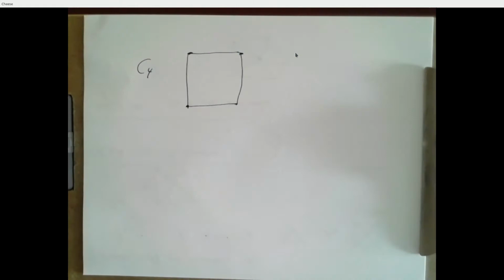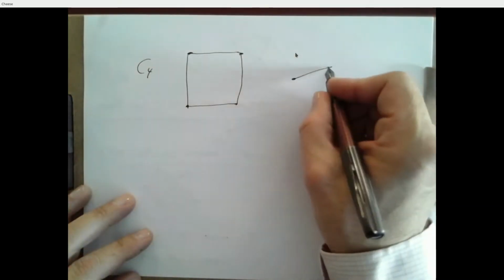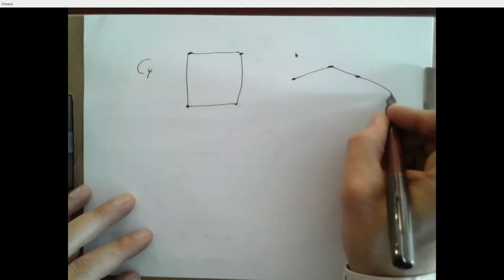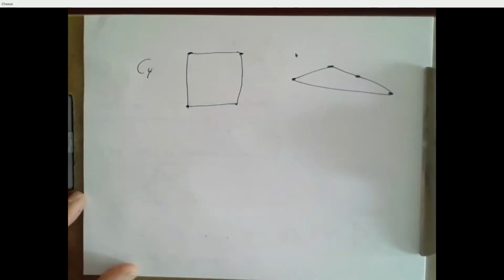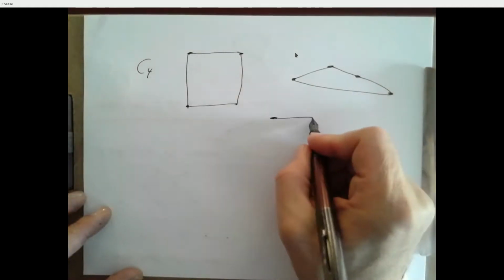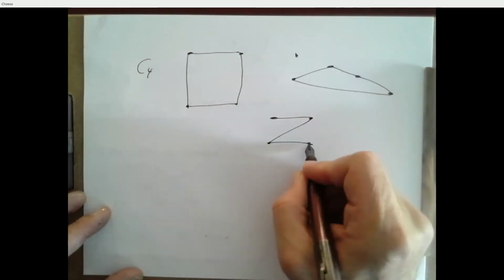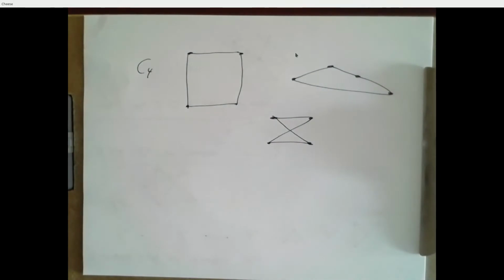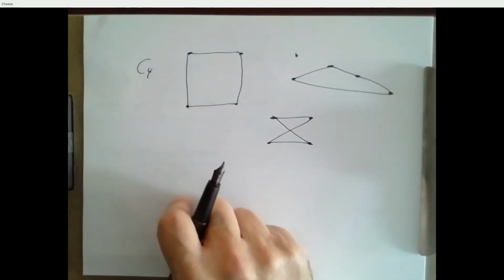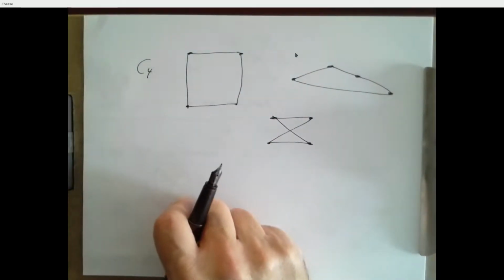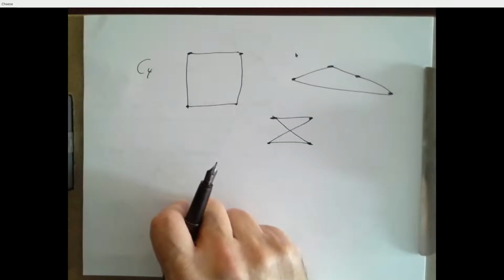Right, 4 edges, 4 vertices. But this is also C4. And this is also C4. Okay, you can imagine these edges as being rubber bands, and as long as you don't break the rubber bands, you can move this thing around in any way that you like.